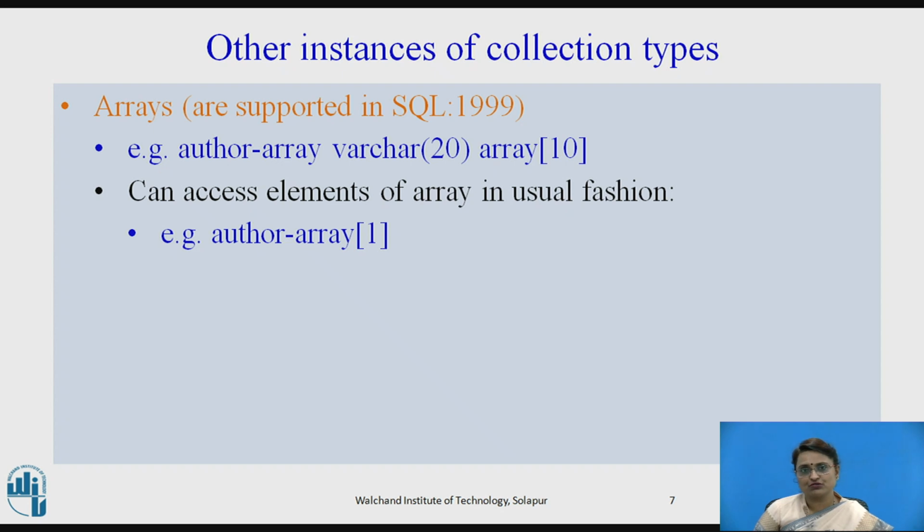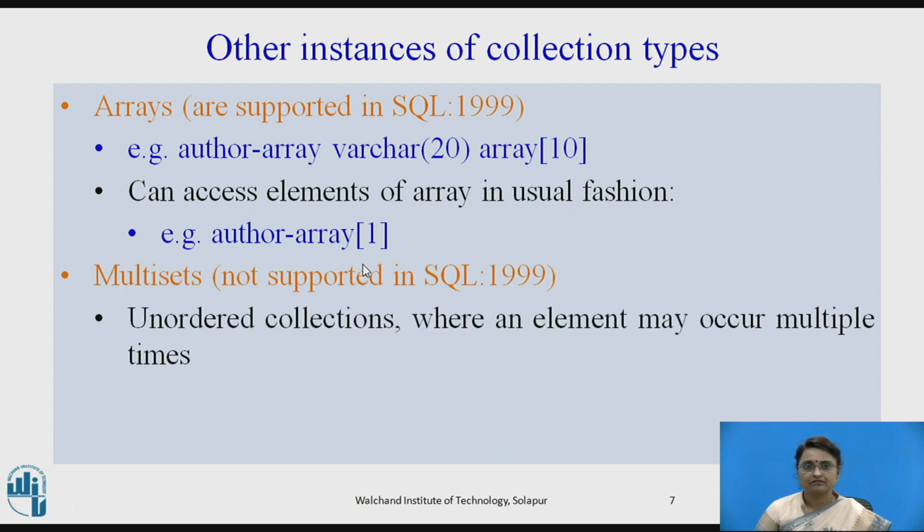Similarly, arrays are also there. See how we define the arrays. Later on we will see in more detail how to do that; just go through it briefly here. For authors we are taking an author array, an array of 10. We are saying that a maximum of 10 authors we can have for one book, for example. So here we are defining an array, and we can access it in the usual fashion, like author array of 1, which is the first author.